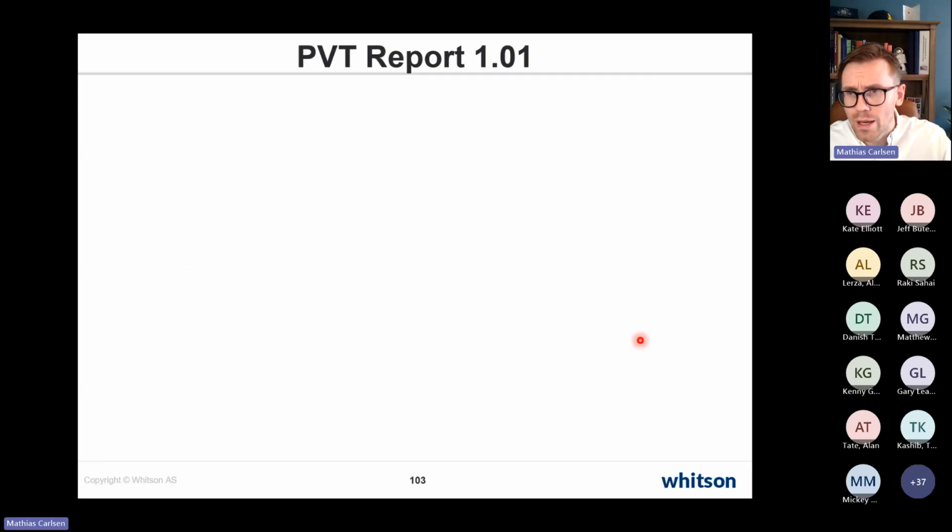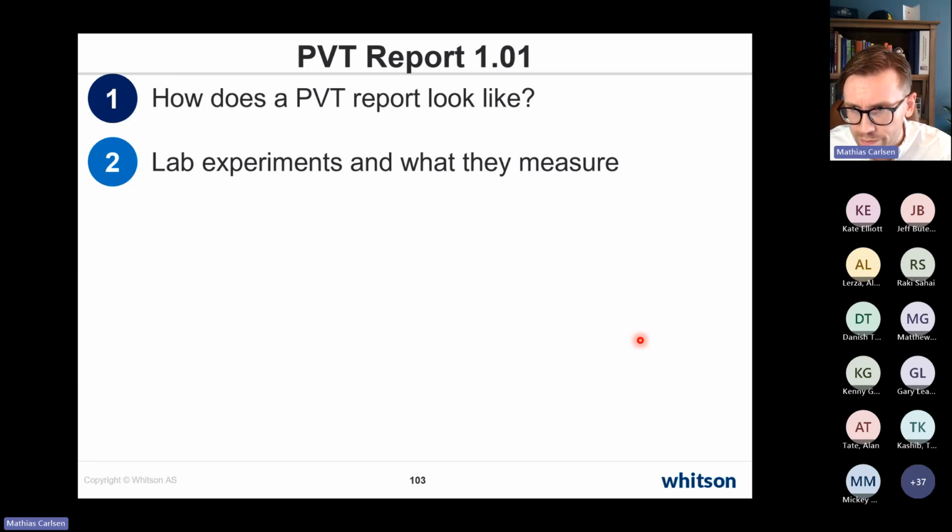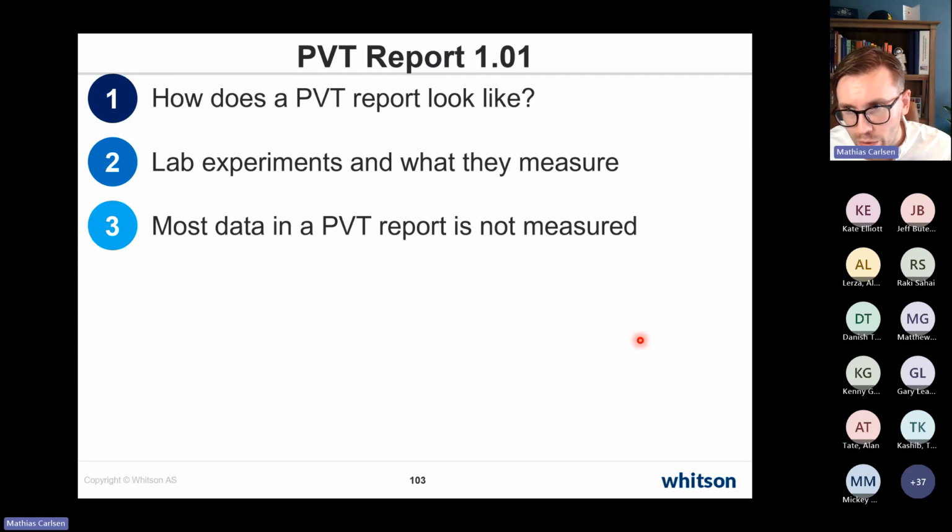So we're going to go through how a PVT report actually looks. That's one thing we're going to do. We're going to try to understand what typical lab experiments we are dealing with, and what they measure. And then we're going to emphasize that most of the data in the PVT report is not measured.